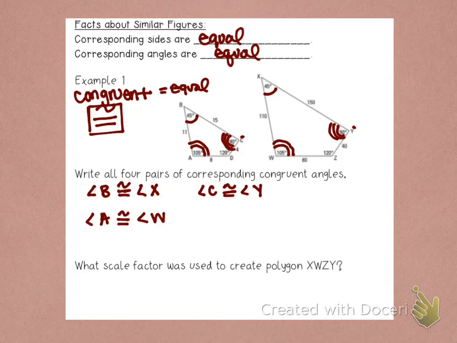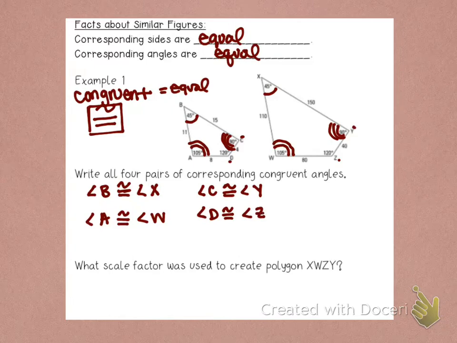And then our last one, I'm going to do no tick marks simply because of spacing, is angle D and angle Z are both 120 degrees. Therefore, angle D is congruent to angle Z.